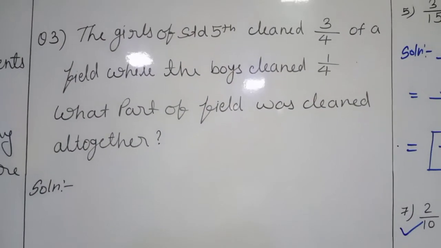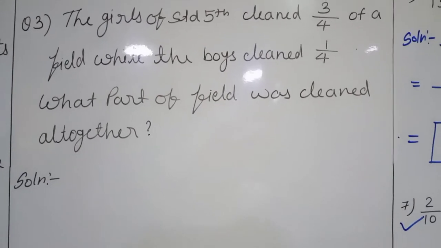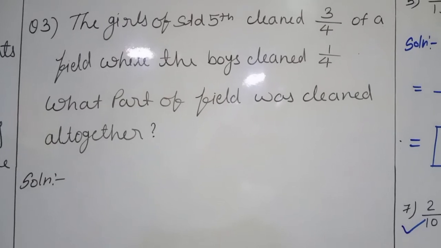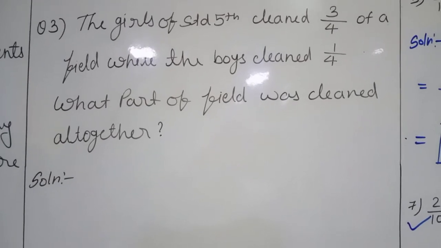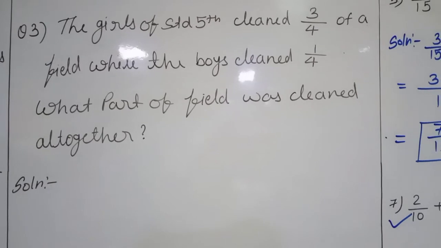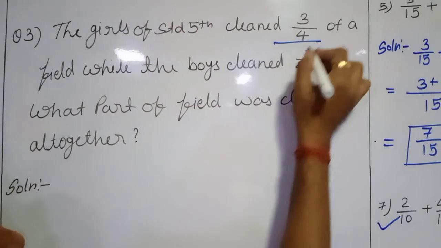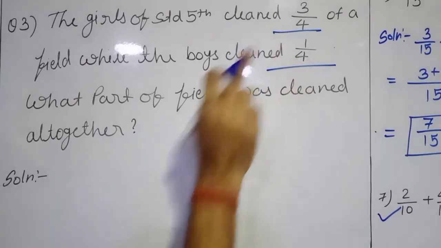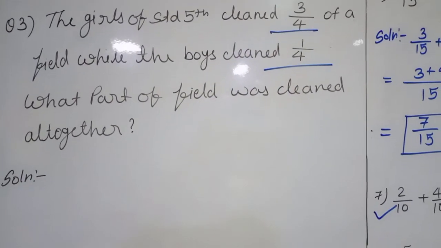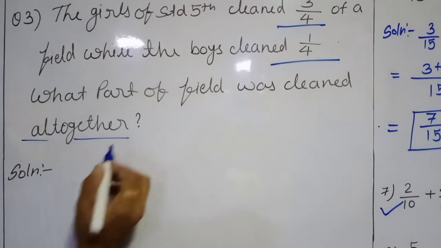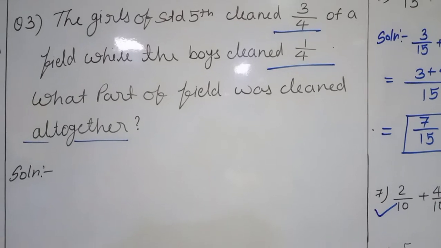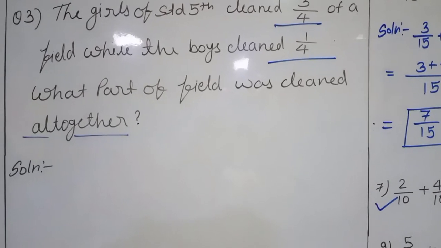Sum number 3. The girls of standard 5th cleaned 3/4 of a field while the boys cleaned 1/4. What part of the field was cleaned altogether? If you are able to see here, we have 3/4 and 1/4. The denominators are the same, which means we have to do the addition. As we have the word altogether, there was a ground that should be cleaned by the girls as well as the boys of the 5th standard.